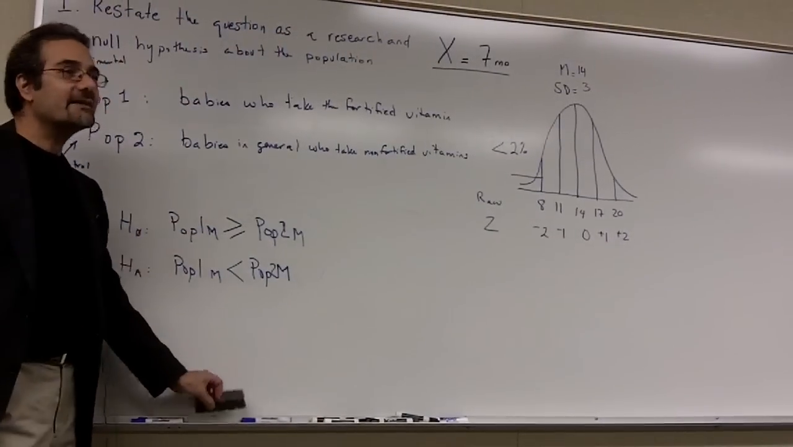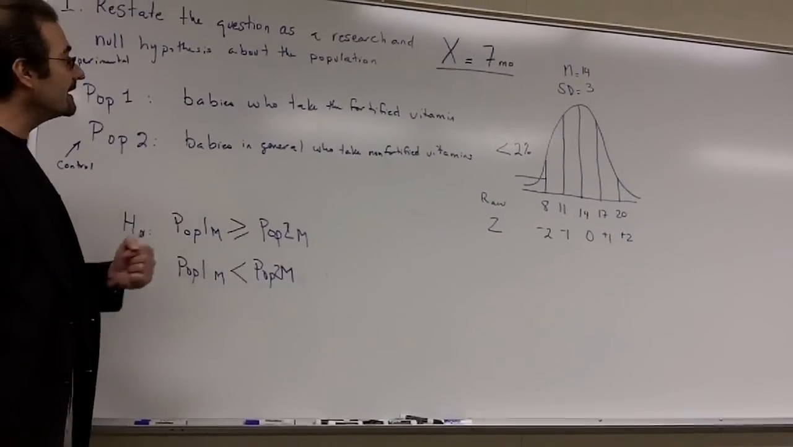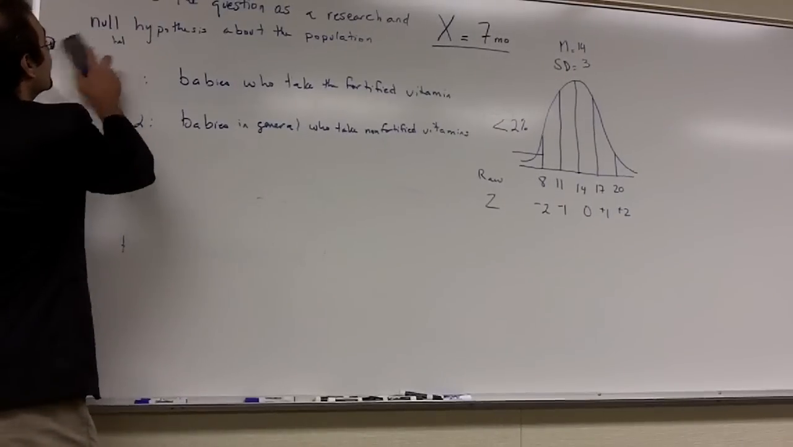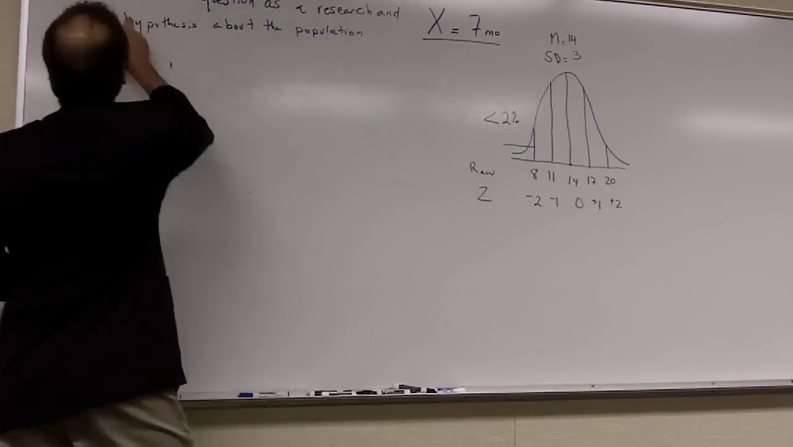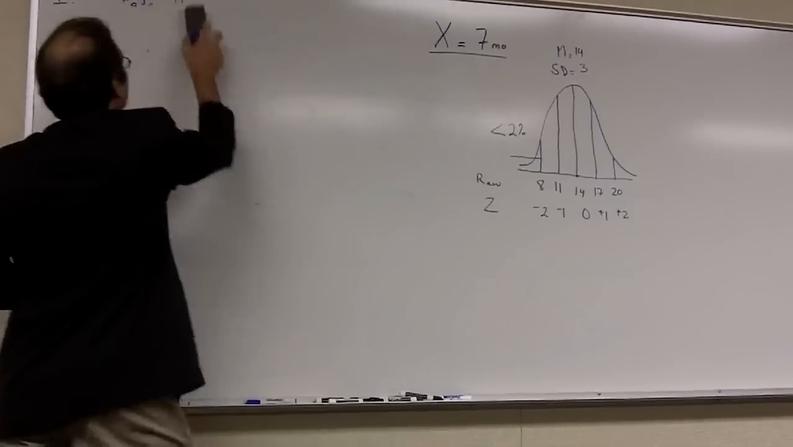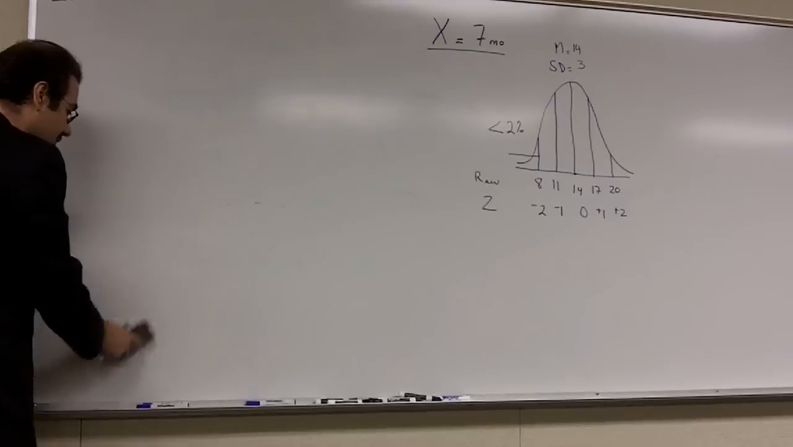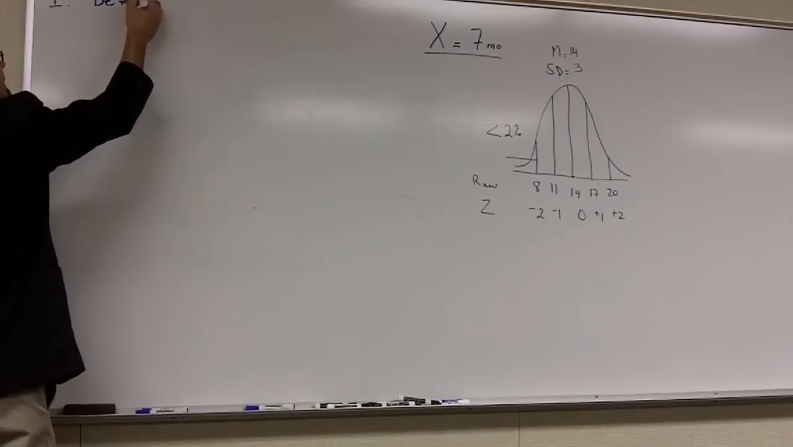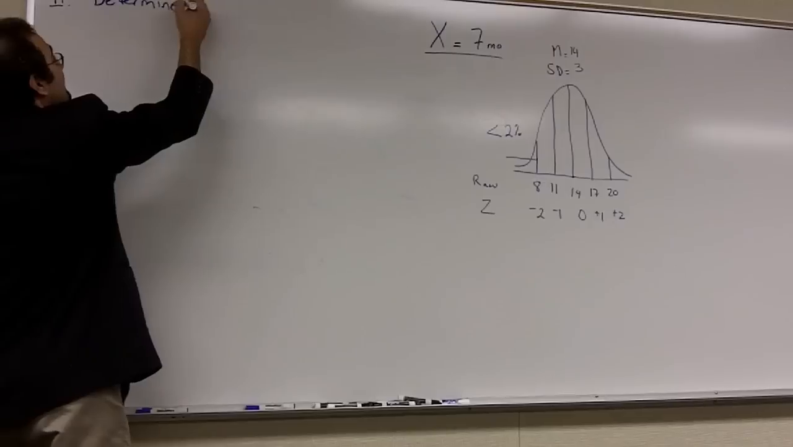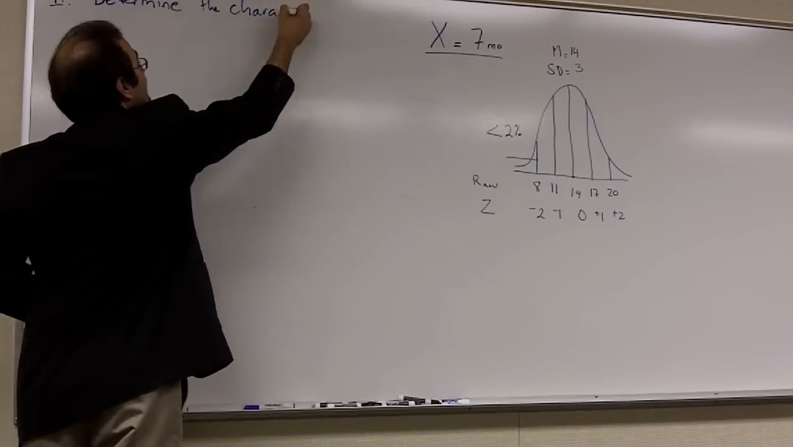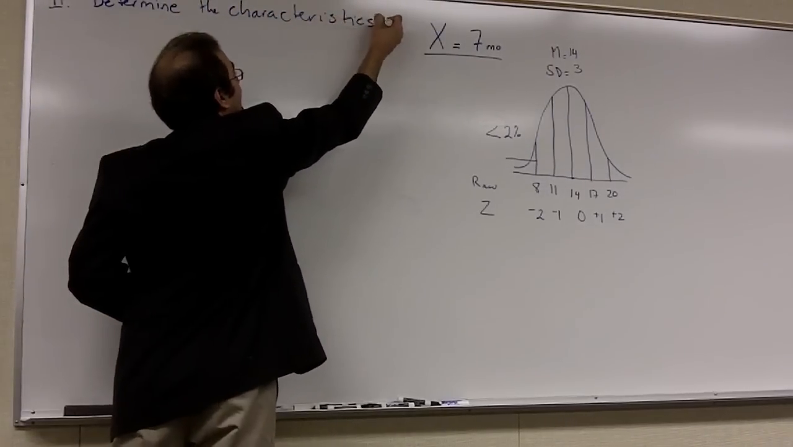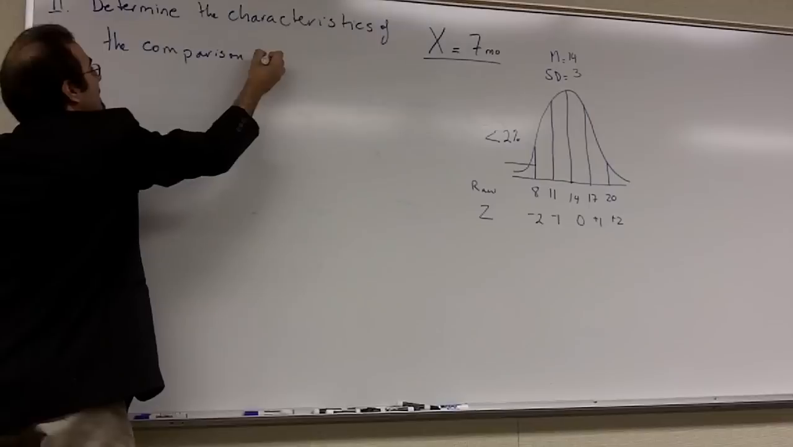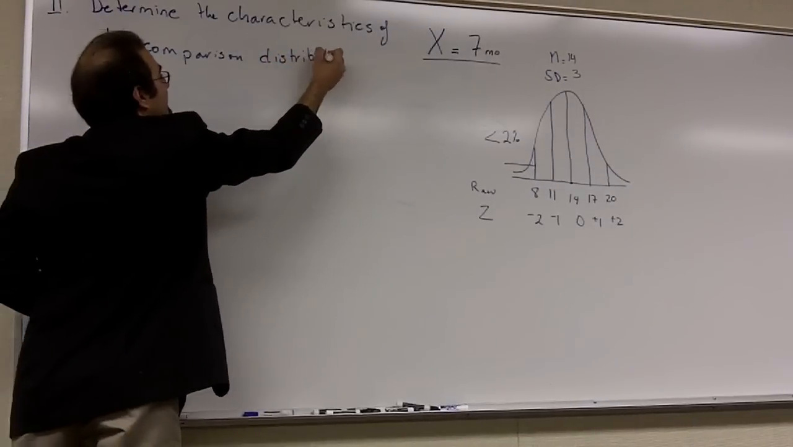So the next step is really the crux of hypothesis testing. And I'm going to erase this. And the next step is determine the characteristics of the comparison distribution. Basically, give me the straw man against which I'm going to test my sample. Okay, this is step 2. Determine the characteristics of the comparison distribution.